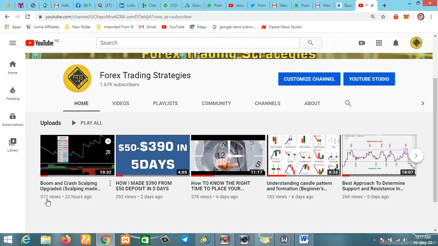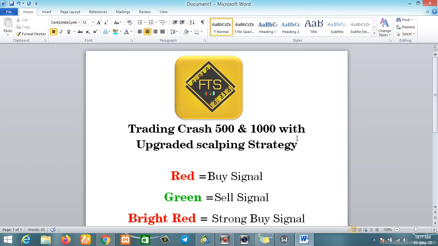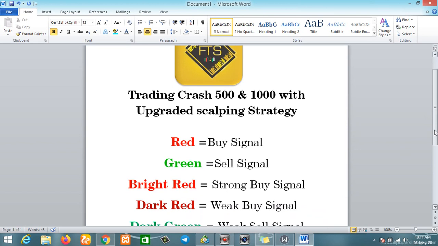Okay, so now let's head on to the little worksheet I have for us that will explain most of the things to us before we go into our MetaTrader 5. Okay, so here we have trading crash 500 and 1000 with upgraded scalping strategy. So that is the title of the video. Now let's check our chart a bit.